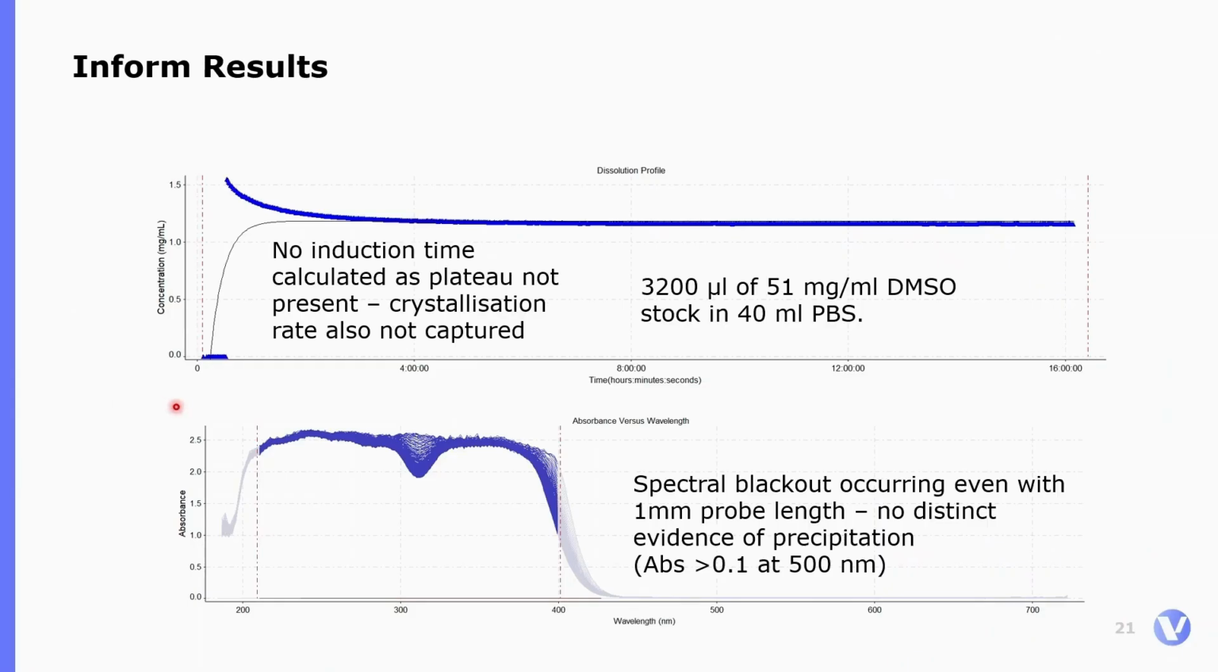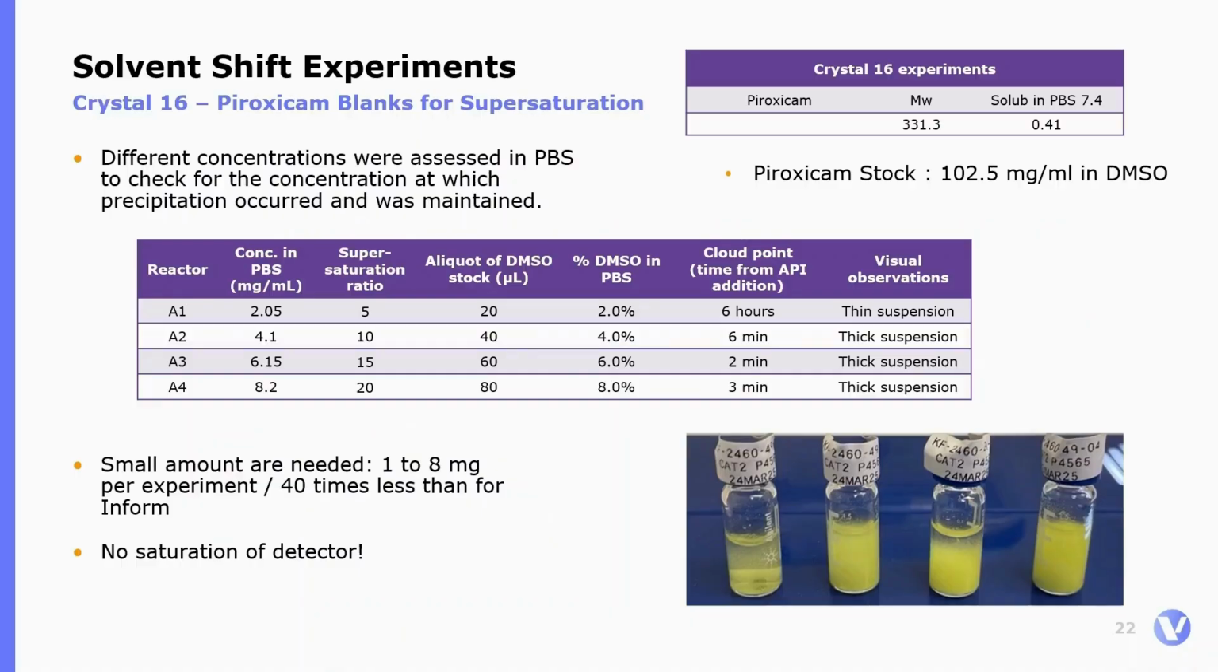Unfortunately, in the case of Piroxicam, we were not able to obtain a reliable concentration measurement due to a spectral blackout. We attempted measurement with a 1 mm probe, but we were still unable to capture the crystallization process. As a result, we could not apply the solvent shift method to Piroxicam using our platform. We then asked ourselves, could the Crystal16 be used as an alternative for solvent shift experiments?